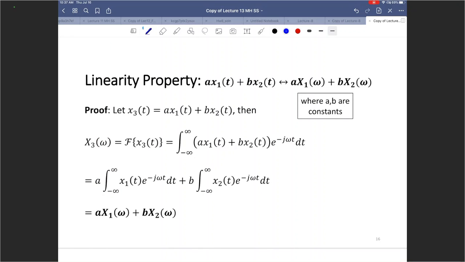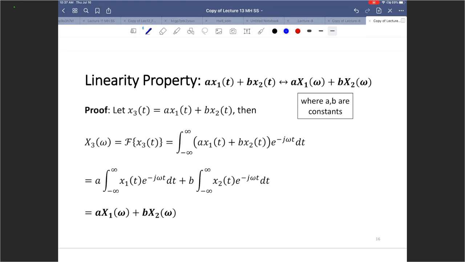So the first property is a repetition of what we have already seen, but because we are talking about properties formally, I have put this property again. This is the linearity property, and the Fourier transform operation obeys linearity.